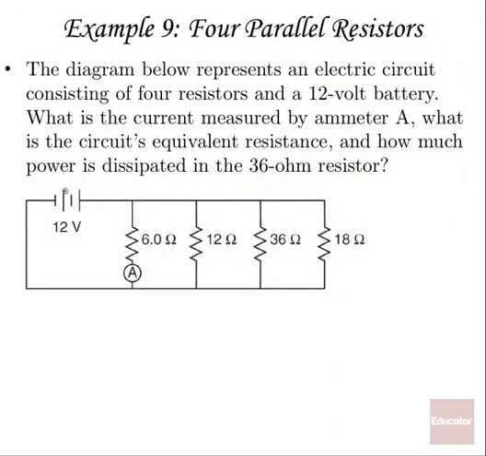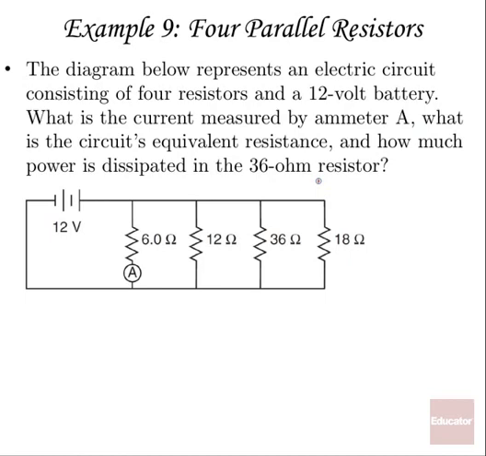Let's take a look at a circuit that has 4 parallel resistors in it. The diagram below represents an electric circuit consisting of 4 resistors and a 12-volt battery. What is the current measured by ammeter A? What is the circuit's equivalent resistance? And how much power is dissipated in the 36 ohm resistor?